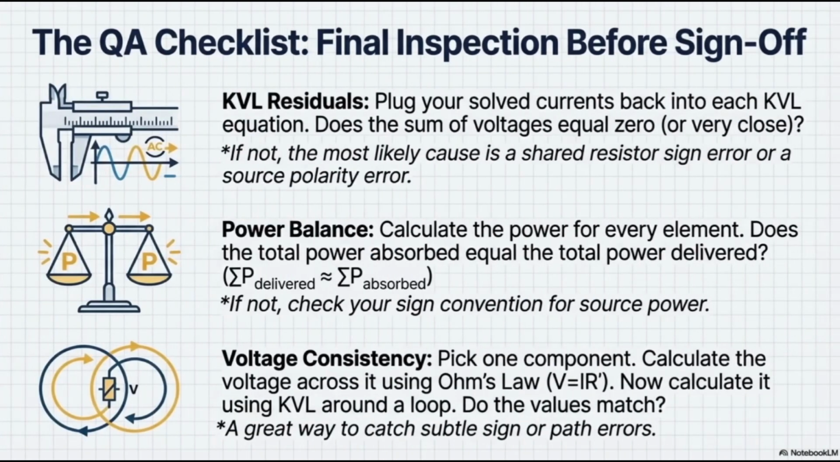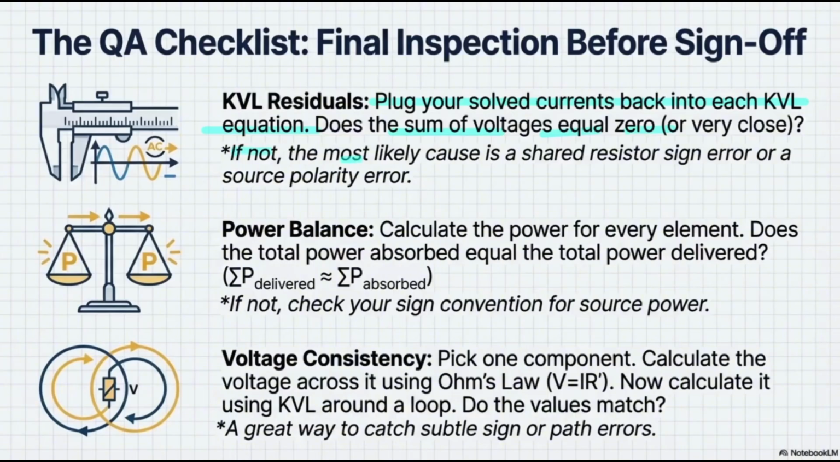So here's the final inspection before the sign off. First of all, we were talking about the KVL residual. You have to plug your solved currents back into each KVL equation. As I just told you, this is a very important step, because if you don't do that, you're not sure whether your answer is right or not. Maybe you did something wrong. Maybe you used a misspelled sign, or anything could happen. Does the sum of all of the voltages equal 0, or does the sum of the voltages on the left side, which is your source side, equal your resistor side?